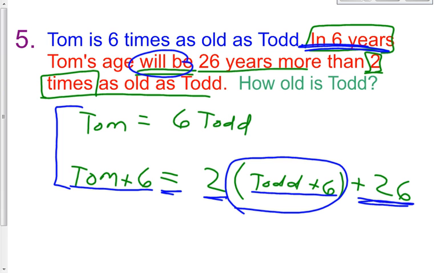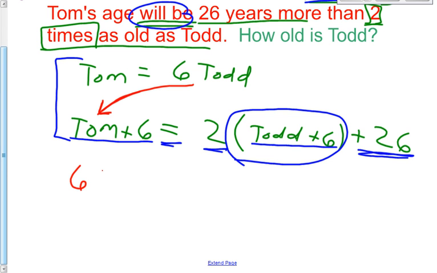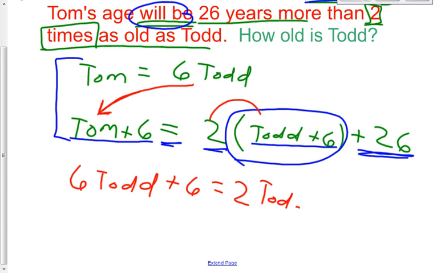Because Tom is already by itself, let's substitute that in for this Tom. So because Tom equals 6 Todd, we're going to put 6 Todd into this equation. So we have Tom, which is 6 Todd, plus 6. That equals, let's distribute this now. 2 times Todd is 2 Todd. And 2 times 6 is 12, plus 26.